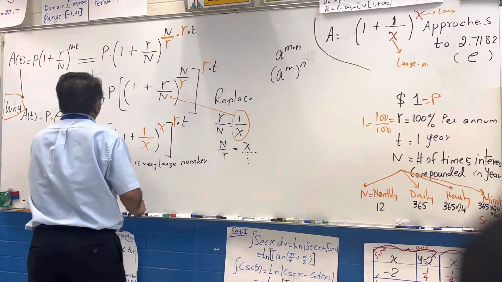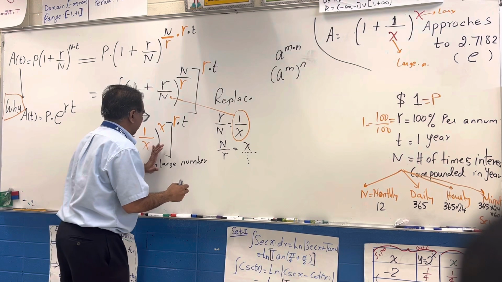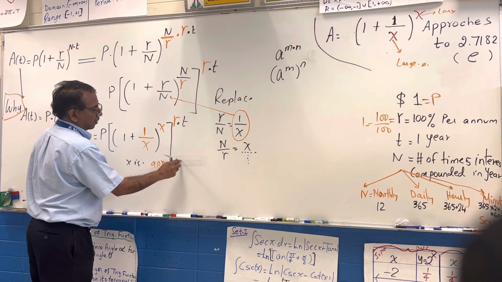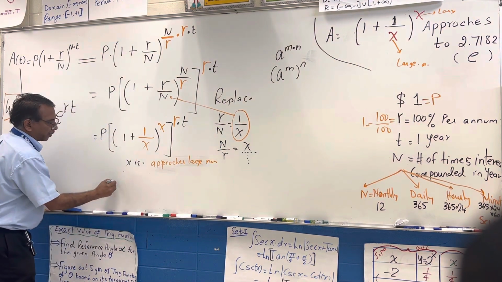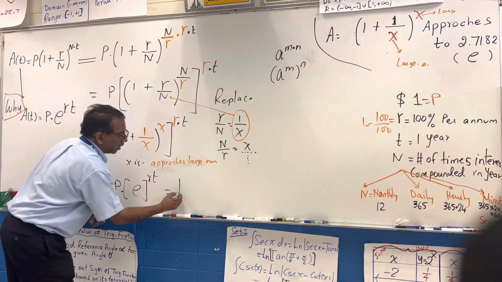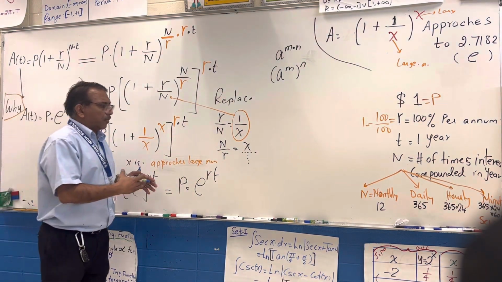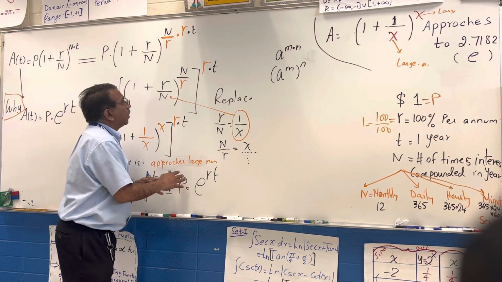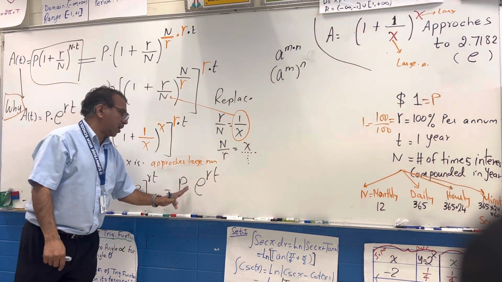So this can be replaced by, as x is a very large number, x approaches a large number, this whole thing will be P e raised to rt, which is the same as P times e raised to rt. You're done. So that means if the money is, let's say, whatever, $1, the whole thing was this in the beginning, but now it reduces to P e raised to rt.